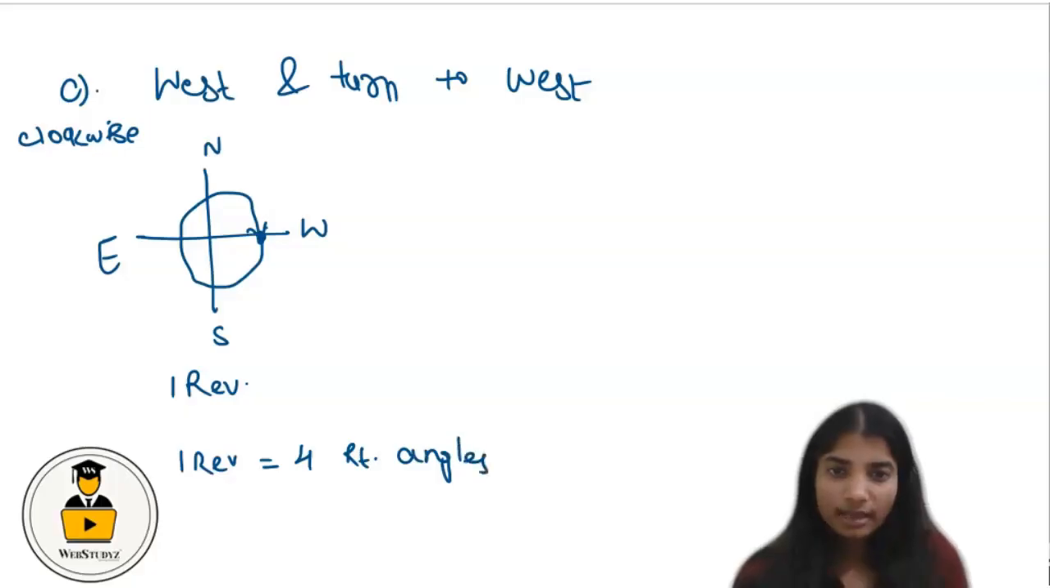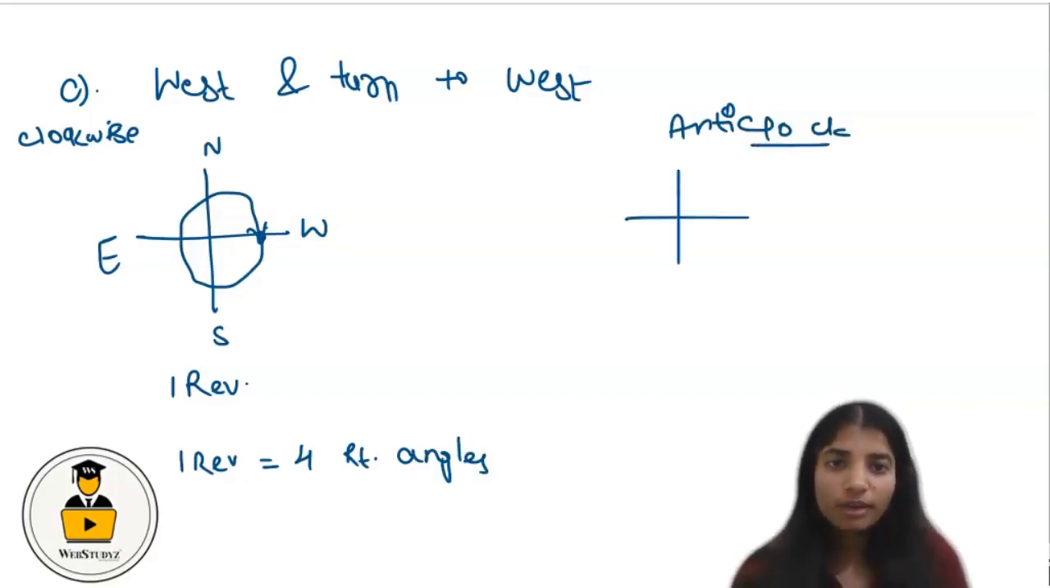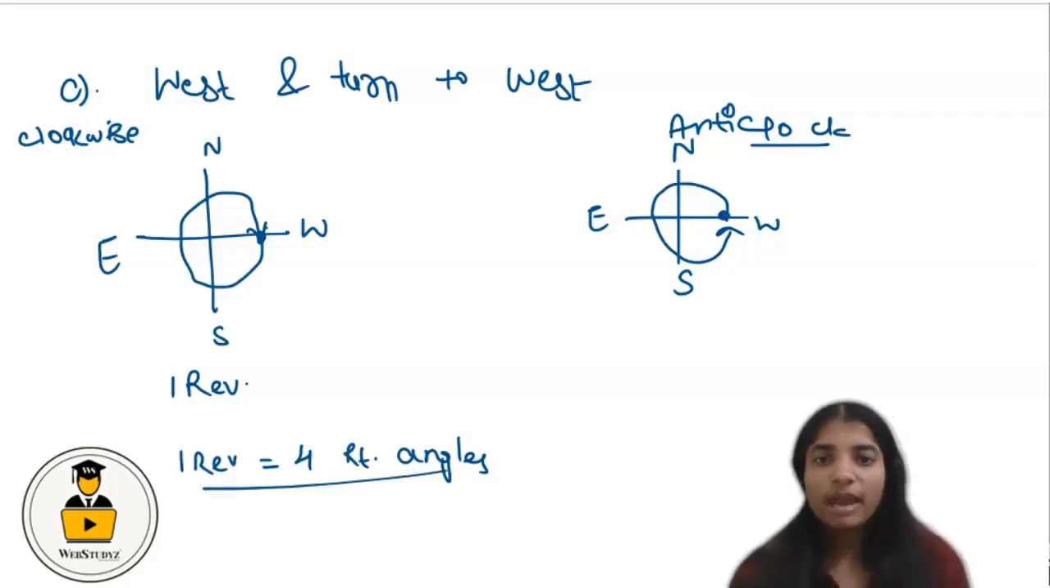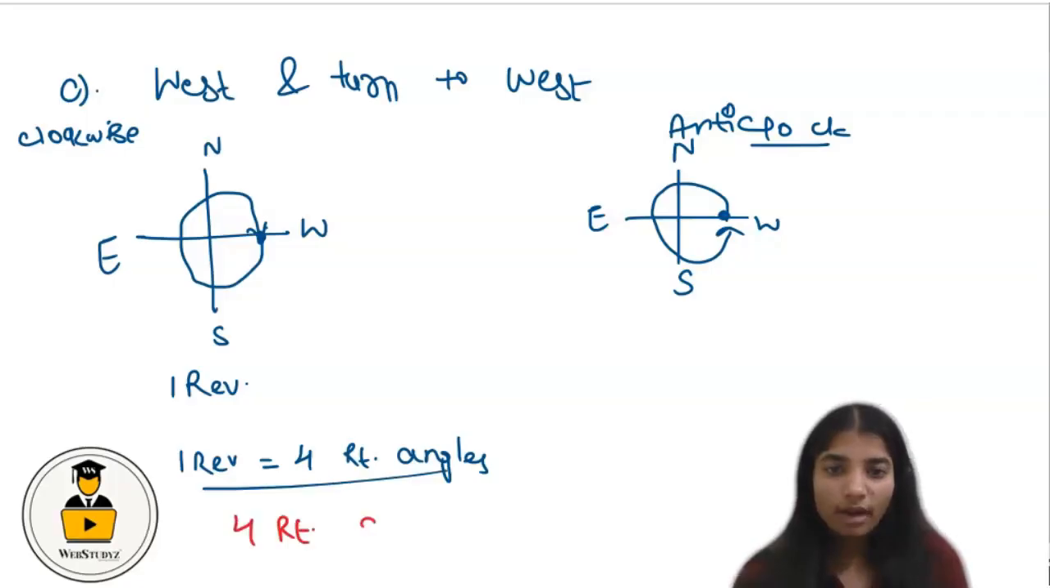And if we use anti-clockwise, since we are not specified, when we have moved one complete revolution, it doesn't matter whether we are moving clockwise or anti-clockwise, because we will be at the position from where we started. So it is at west. If it moves in the anti-clockwise direction, it will again come to west. So it completed 1 revolution, and 1 revolution is equal to 4 right angles. So it covered 4 right angles. This is the answer to part C of this question.